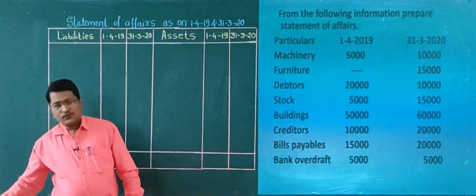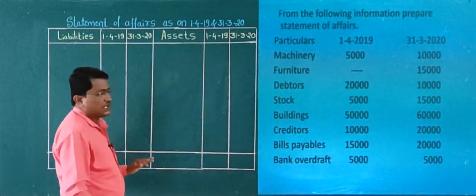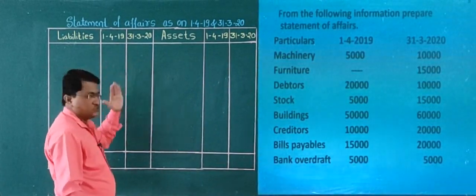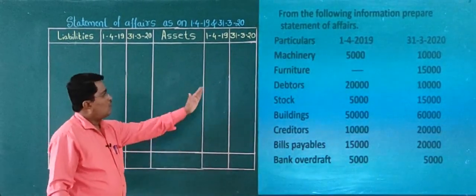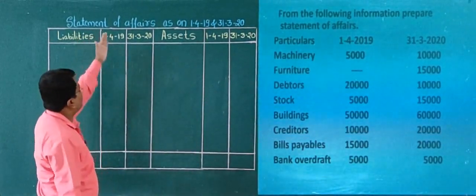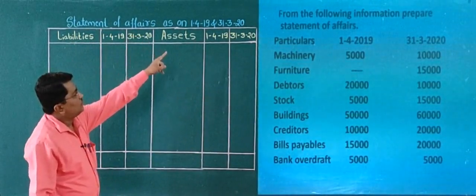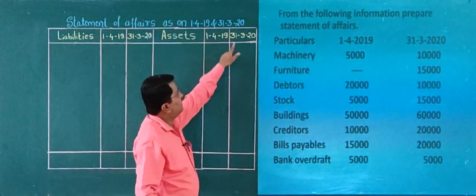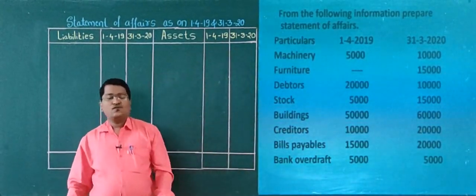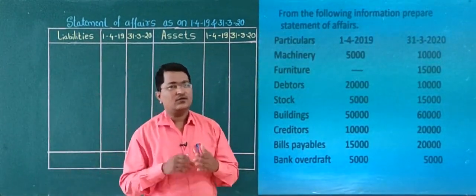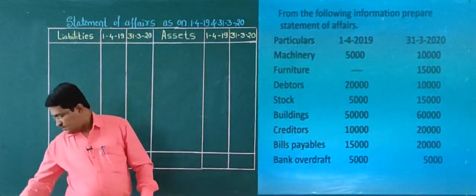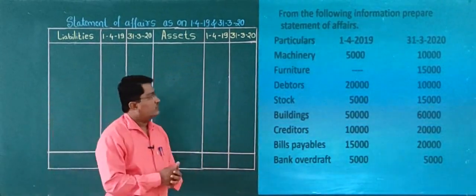So first, we need to prepare the format like that, right? Liability side, that is opening balance, closing balance. Asset side, opening balance, closing balance, and the title should be statement of affairs as on 1/4/2019, means for this date, as well as 31/3/2020, right? So first of all we give a table for the solution like this.